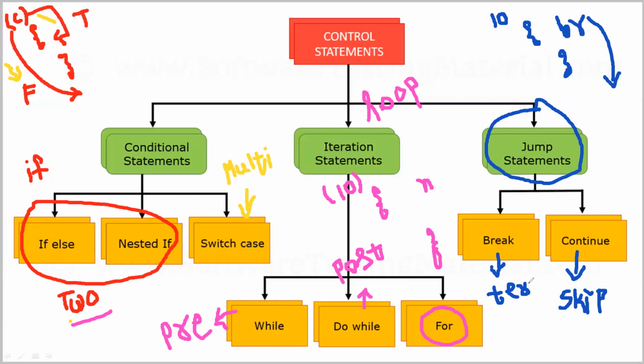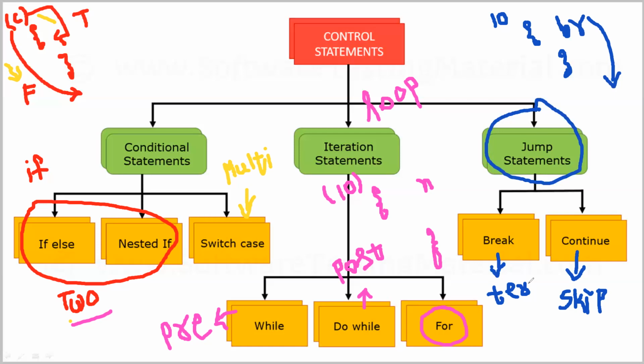Control statements are divided into three categories: conditional statements, iterational statements, and then jump statements. Under conditional statements, we have if else, nested if, cascading if, and switch case. Conditional statements are again categorized into two-way selection statements and multi-way selection statements. In two-way, we have only two paths. If it is true, we go one way, and if it is false, we go another way. But in multi-way, we have multiple paths, selected according to the values. Switch case is the example for multi-way selection statements.